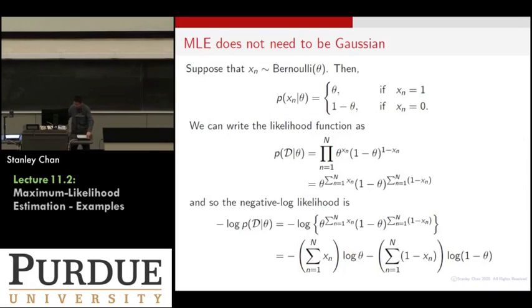So maximum likelihood estimation can be applied to non-Gaussian distributions. This is just one example where I am using a Bernoulli distribution. By Bernoulli, I mean that there is an underlying parameter theta, and all your sample data points, xn, are drawn from this Bernoulli distribution. It would be either 1 or 0 for each sample data point. The probability of getting a 1 is theta, and the probability of getting a 0 is 1 minus theta.